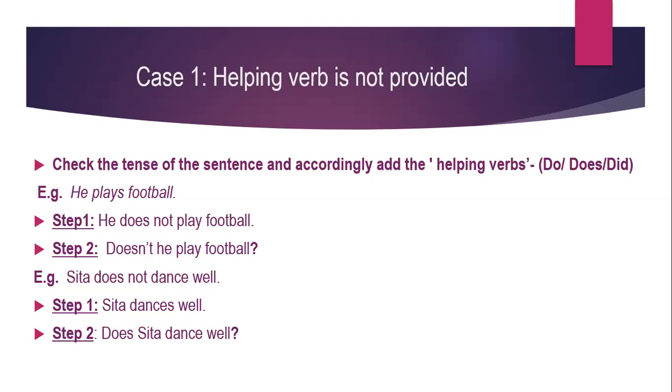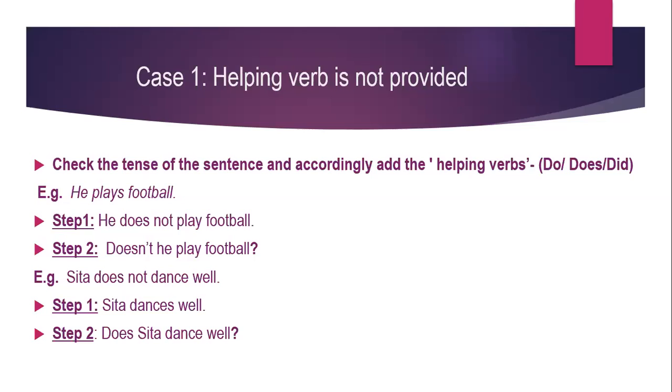Let's take an example. He plays football. Now this is a simple present sentence and it uses the pronoun he. Therefore, we would use the helping verb does in this case. After following step 1, it will become "He does not play football," and after following step 2, it will become "Doesn't he play football?"